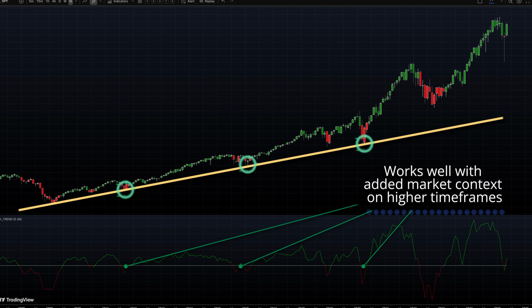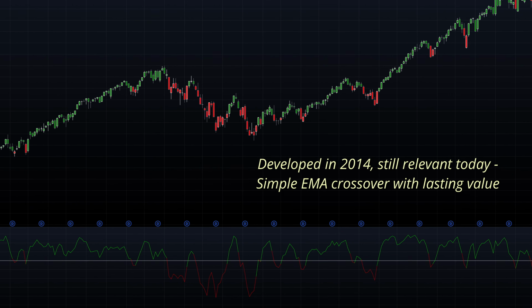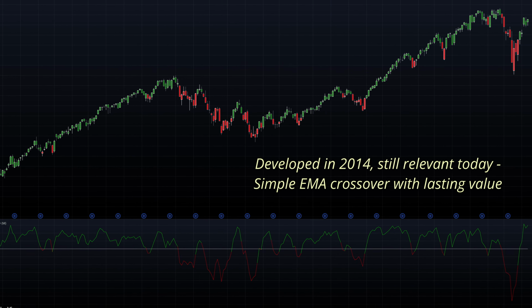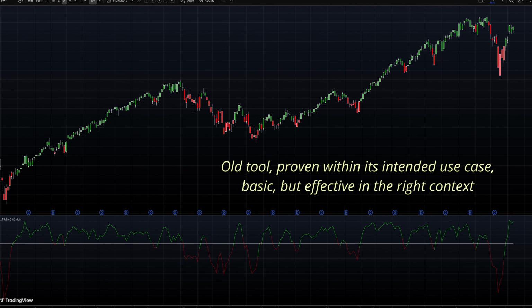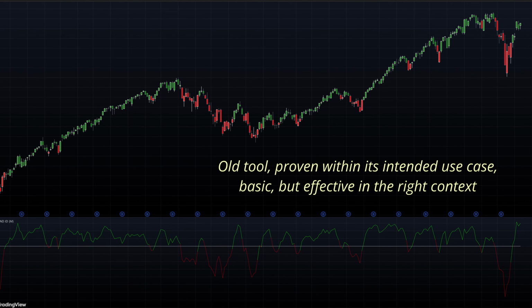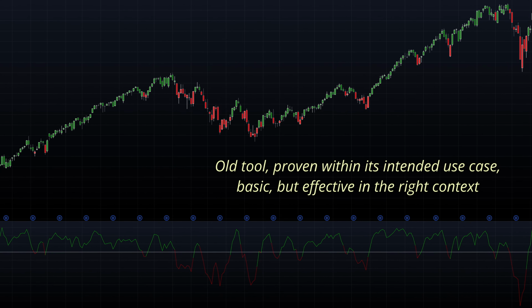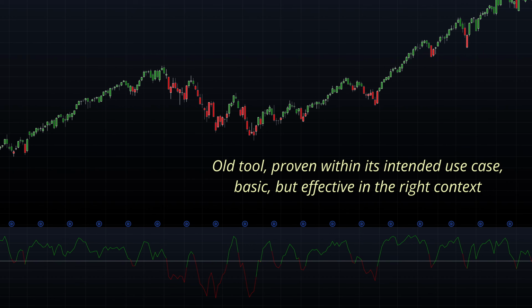Strategically, it's best suited for long-term trend evaluation, ideal for portfolio rebalancing, retirement account management, and broader market exposure decisions. Although developed in 2014, this straightforward EMA crossover system remains relevant. While more advanced tools exist today, its effectiveness within its intended scope underscores the lasting value of simple trend-following methods.